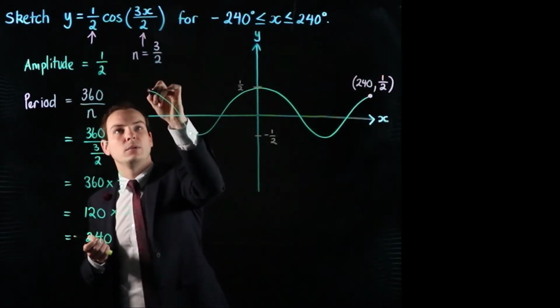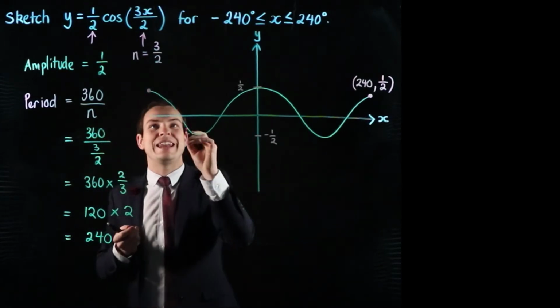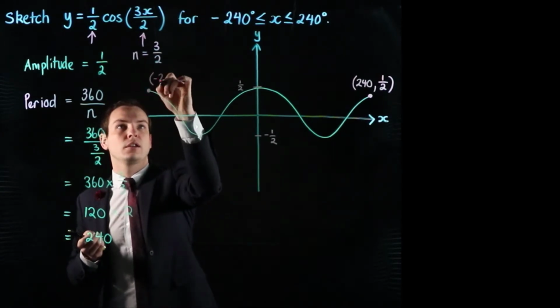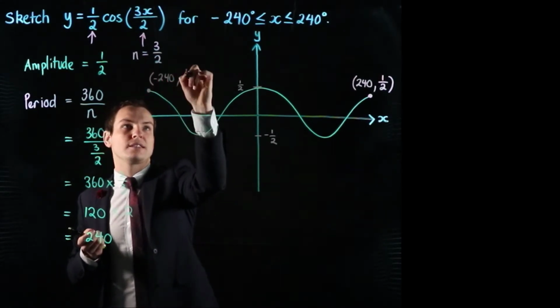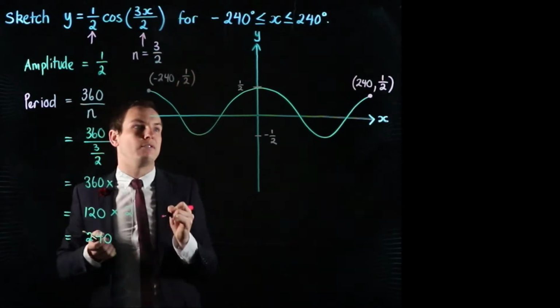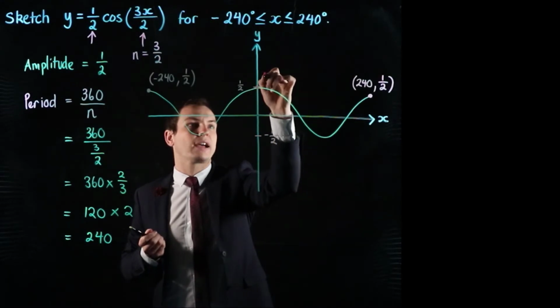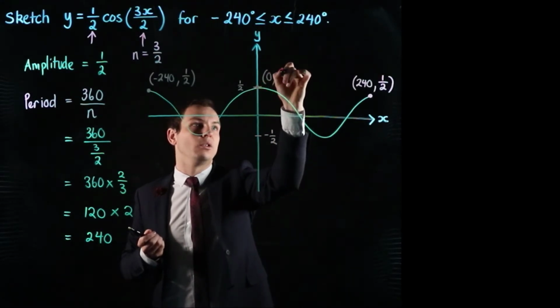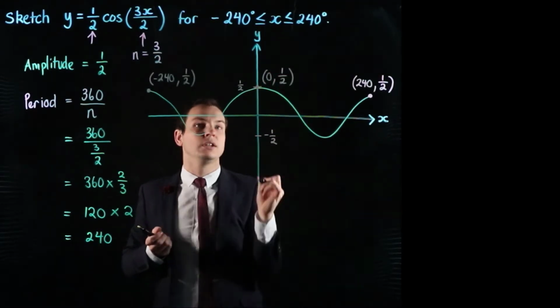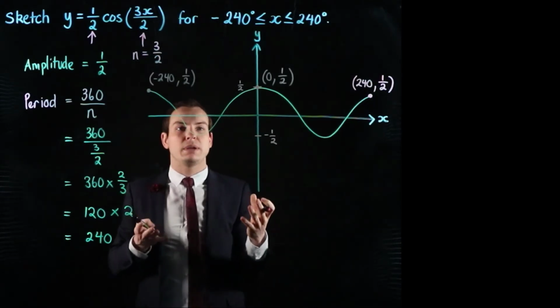Over here, we're going to have the negative 240, but still positive 1/2 for the y value. Our point here on the y-axis is going to be x is 0, y is 1/2. And now we could think about the minimums.